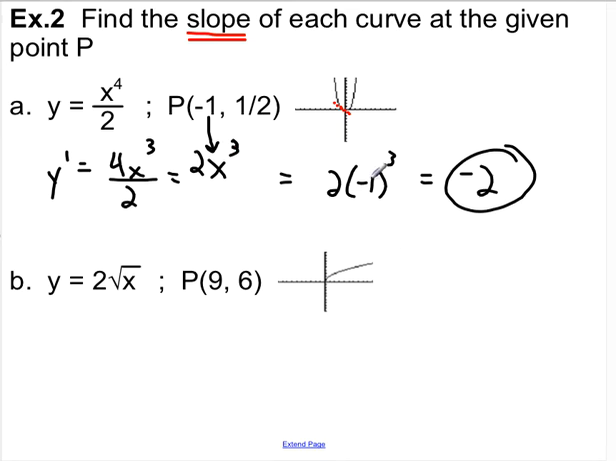Right, again, what does that mean? Well, this, negative 2, is the slope at this exact point on this curve. So try to do part B by yourself. Same thing. Find the slope, the equation for the slope, the derivative, and then plug in your x value.